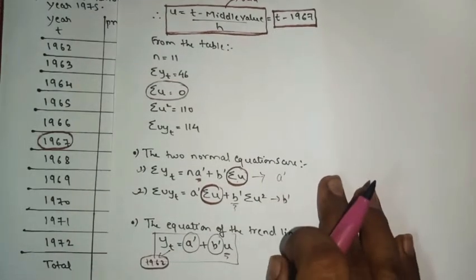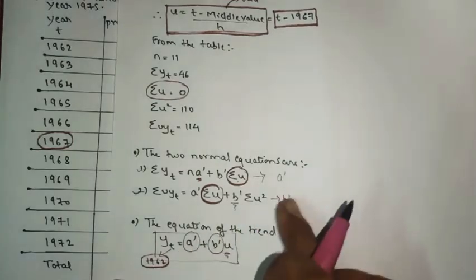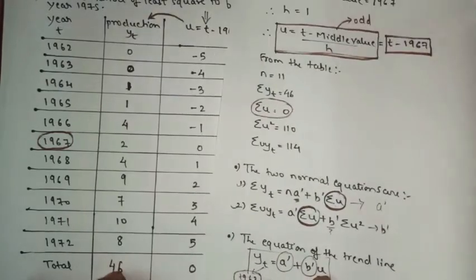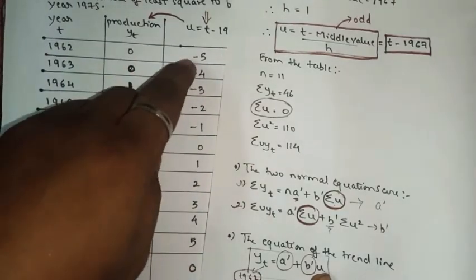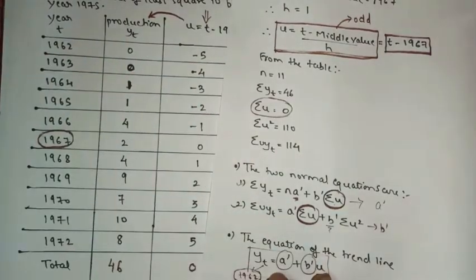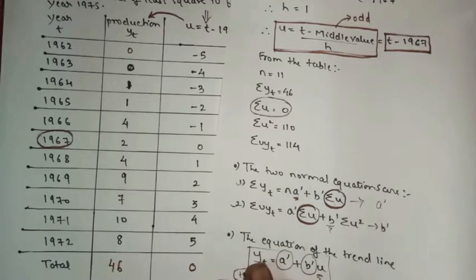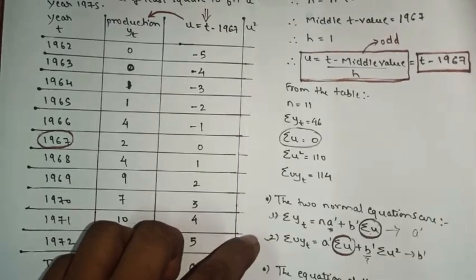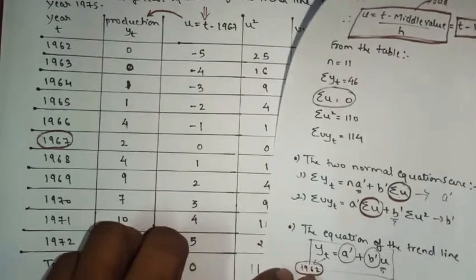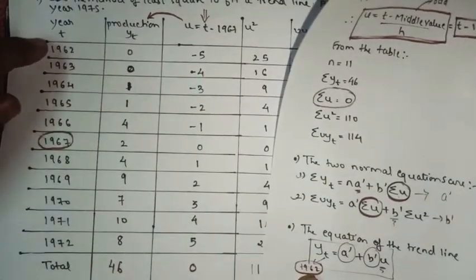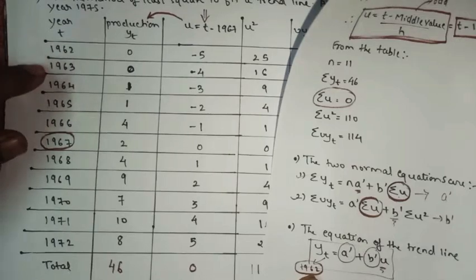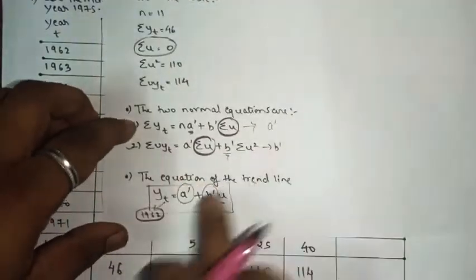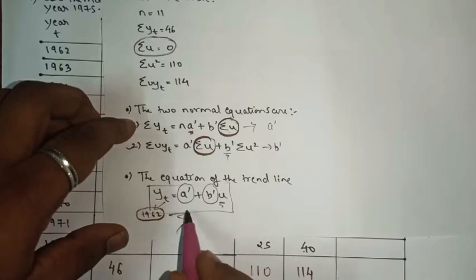Understood? Now after getting these two values, substitute the value of a dash and b dash here, and even the value of u. For 1962, the first is -5. After putting each and every value by using this formula, that means the equation of trend line, you will get the trend value for each and every year. First you get it for 1962, then for 1963, and so on. This is the main formula, by using this formula we have to find the trend value.